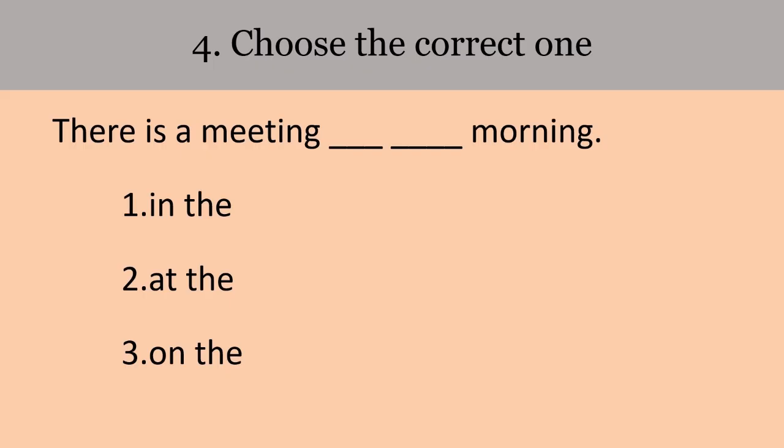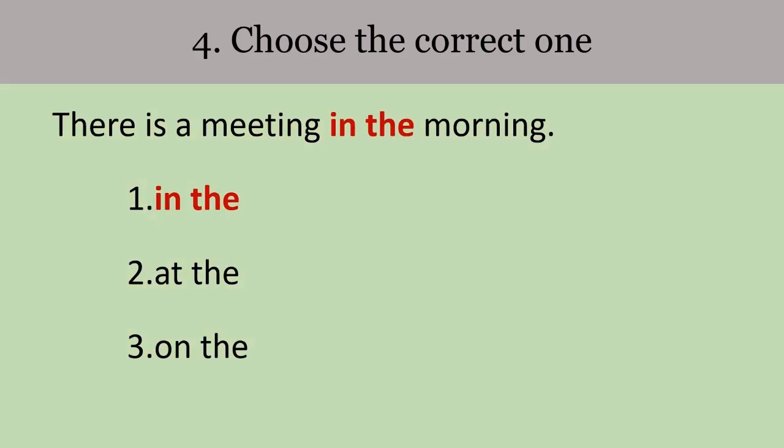Question number 4, also you have to make a correct choice. To fill these two blanks, there are two words given in each of the choices, but they are in continuation. Both the words come side by side. There is a meeting dash dash morning. So you can say in the, at the, on the. These are the three choices.